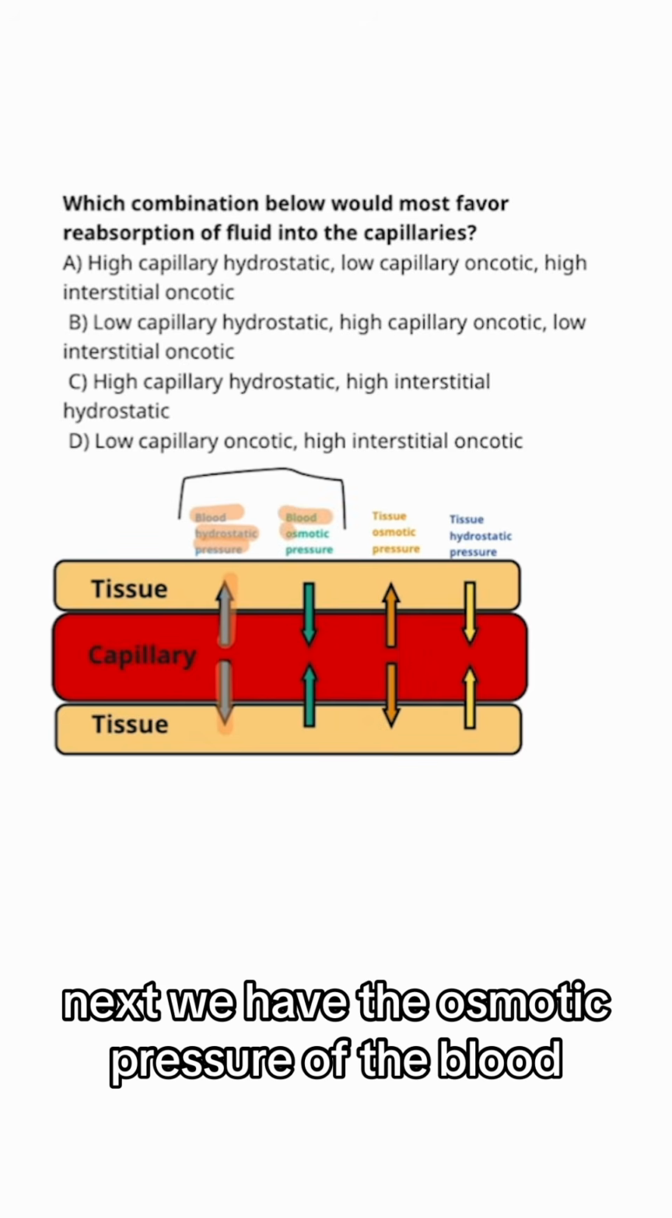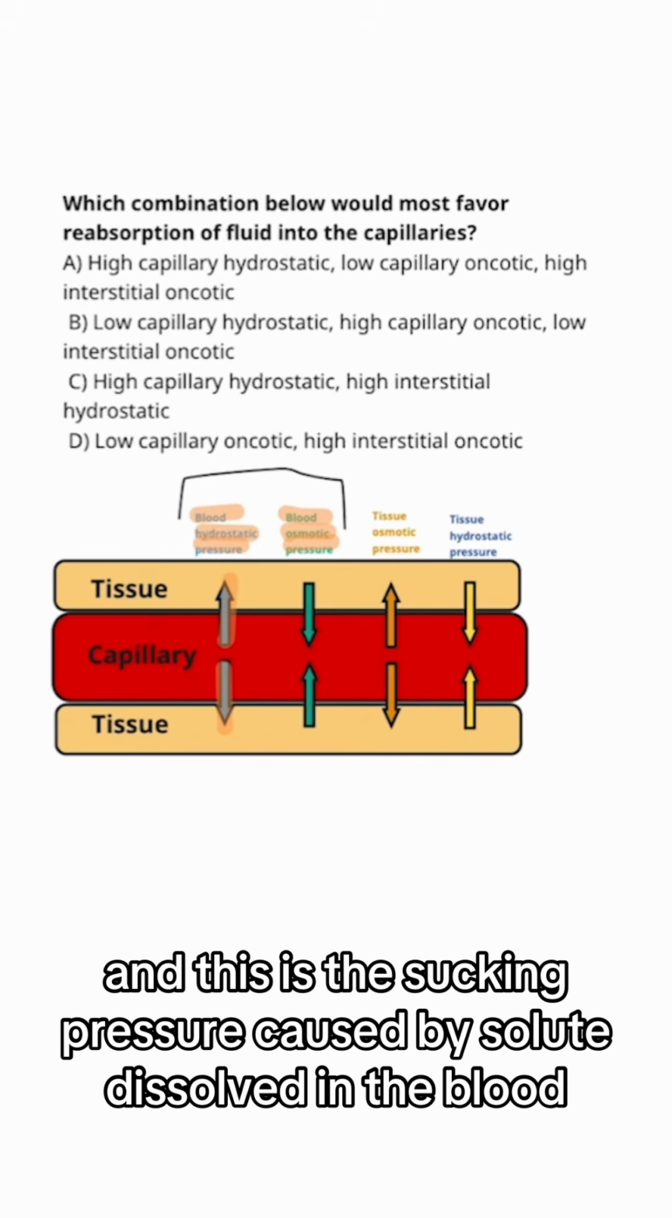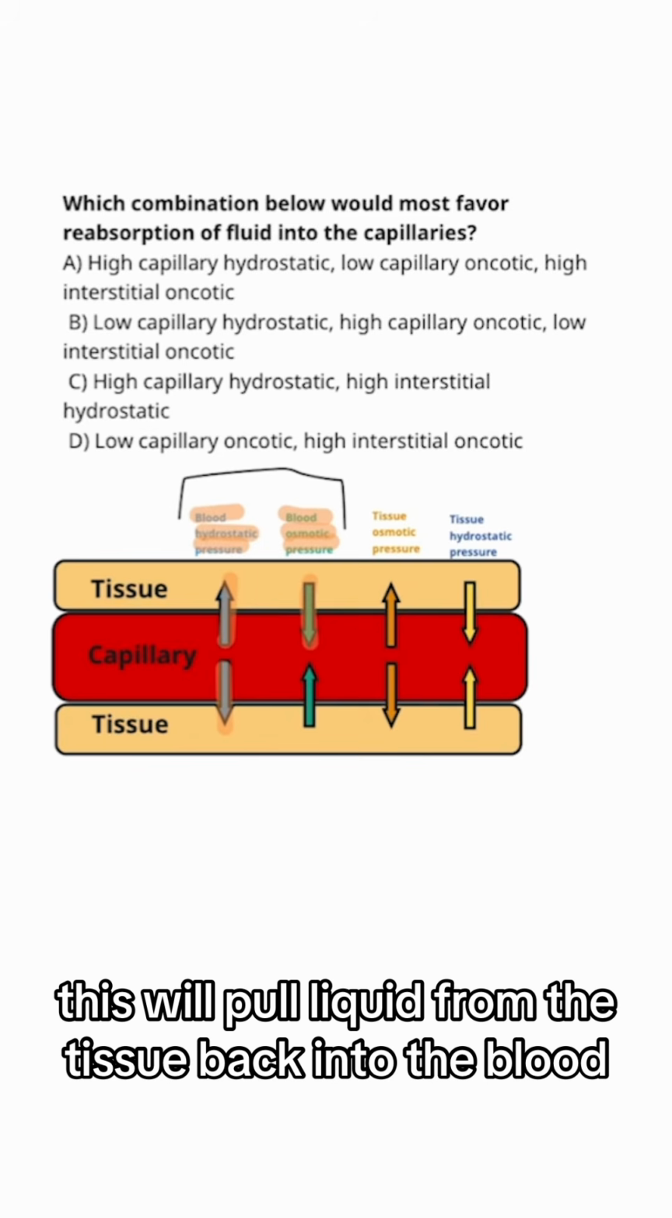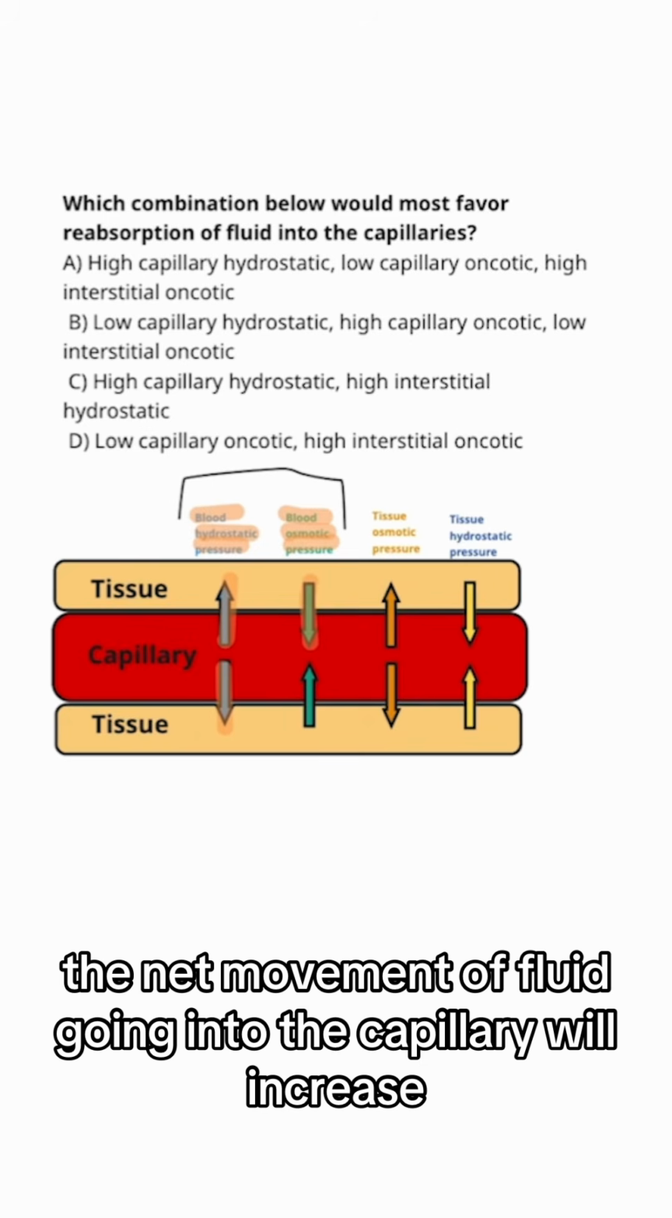Next, we have the osmotic pressure of the blood. And this is the sucking pressure caused by solutes dissolved in the blood. This will pull liquid from the tissue back into the blood. So as this pressure goes up, the net movement of fluid going into the capillary will increase.